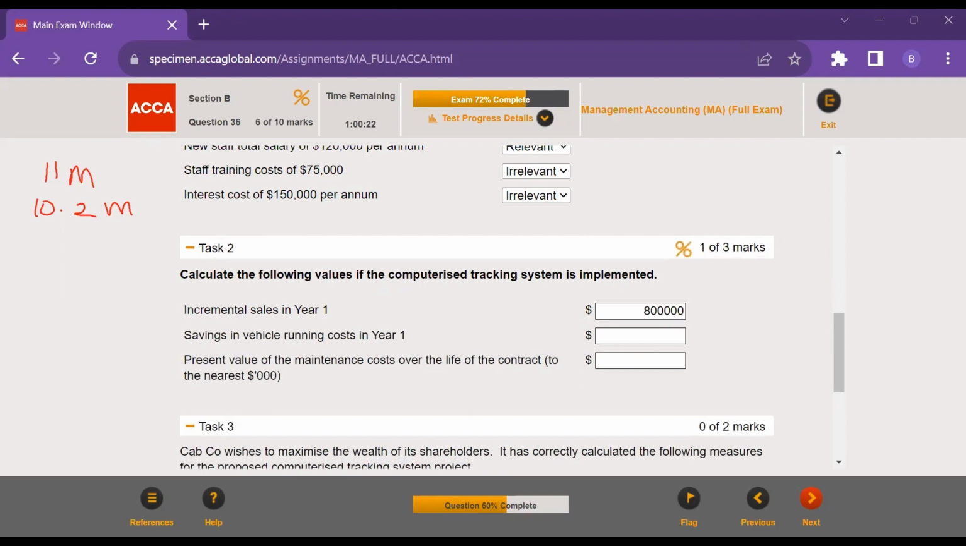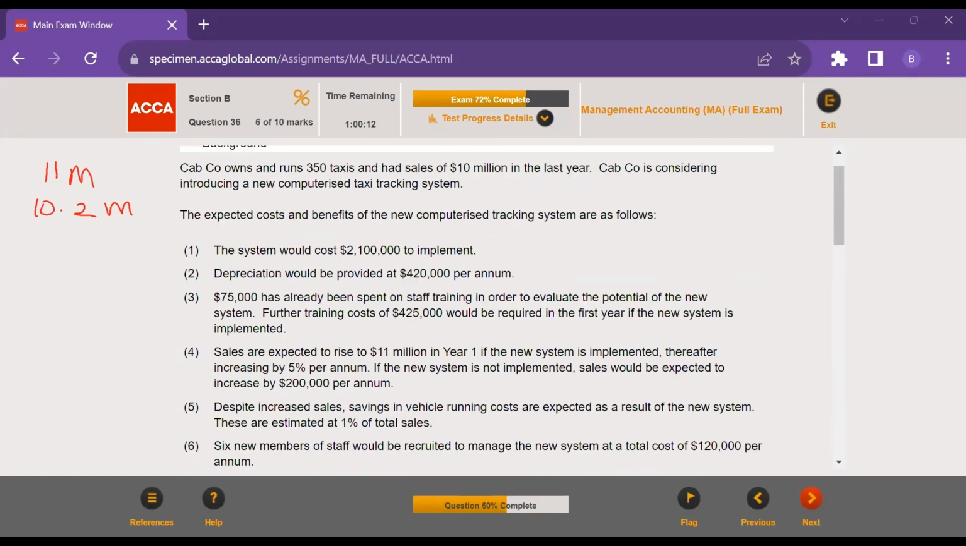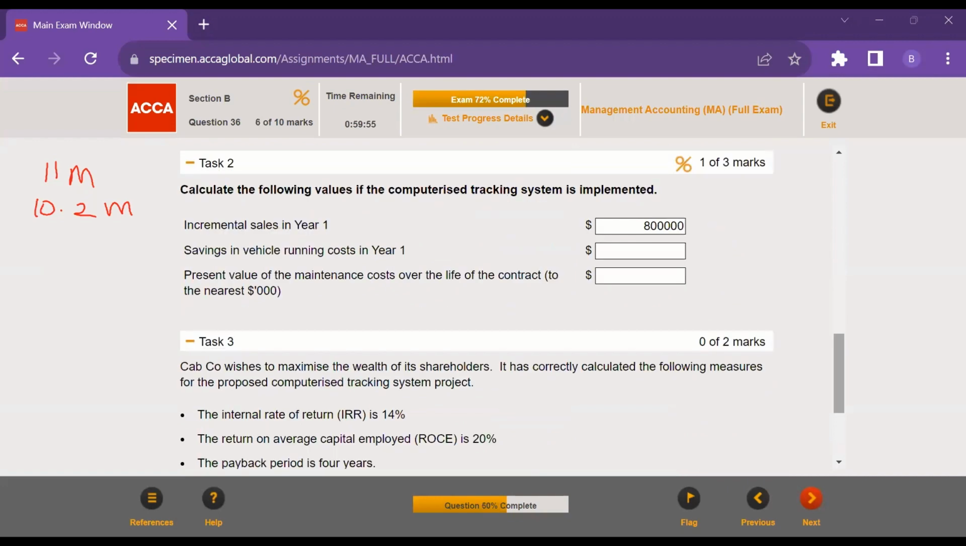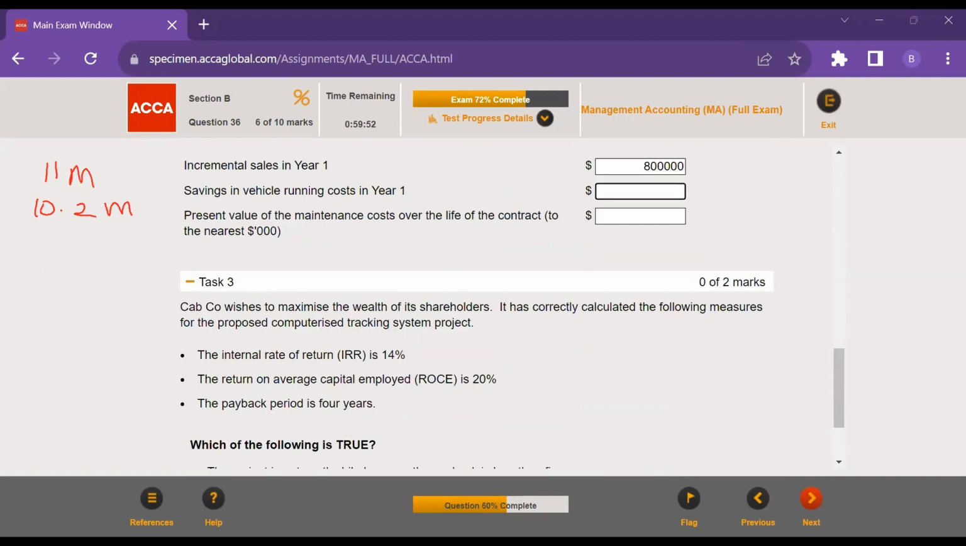Now moving on to the next one, we have to tell the savings in vehicle running costs in year 1. So let's have a look at what the scenario says about that. Right. Despite increased sales, savings in vehicle running costs are expected as a result of the new system. This is estimated at 1% of the total sales. So if the system is implemented, you are going to be earning sales of 11 million. So 1% of 11 million will give you $110,000. So that is what you will be entering over here, $110,000. Now let's move on to the next one.